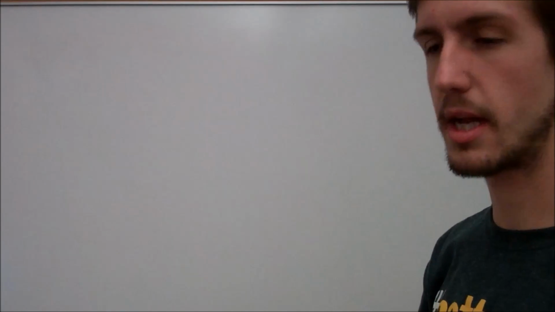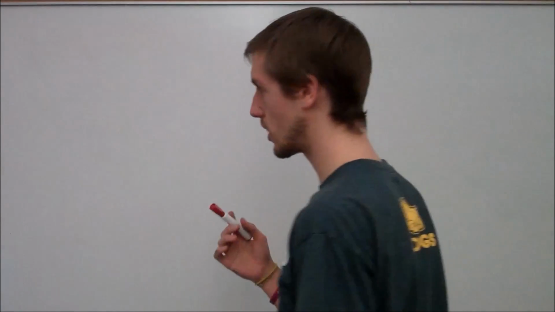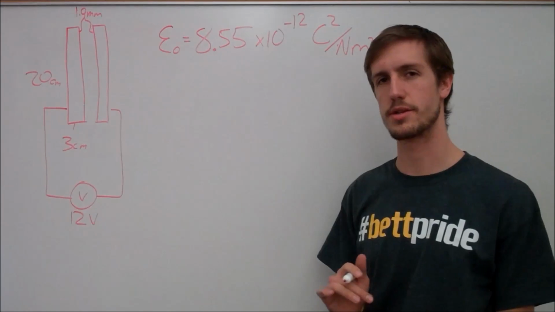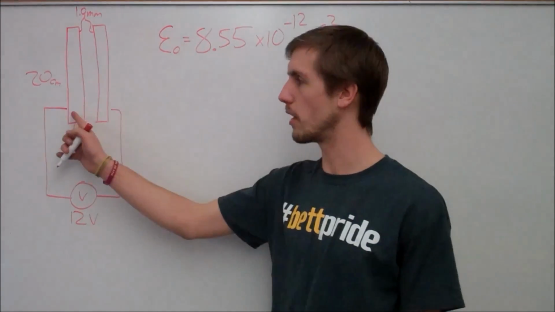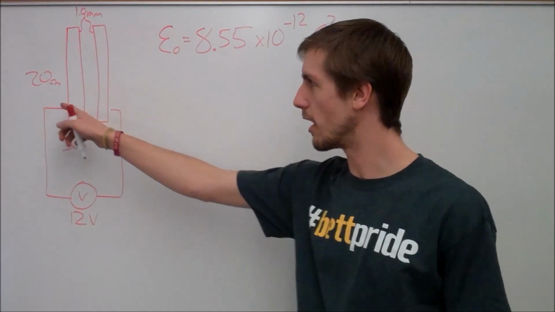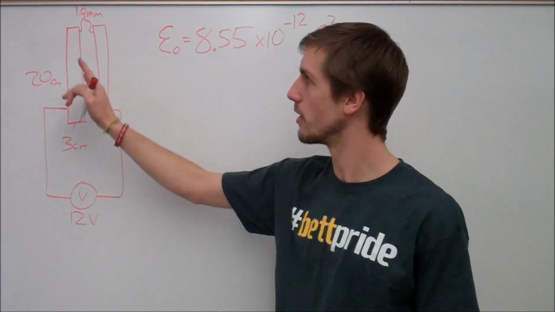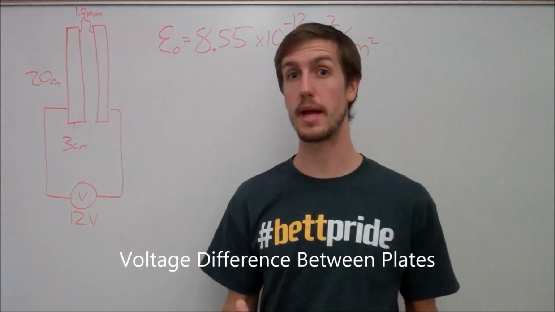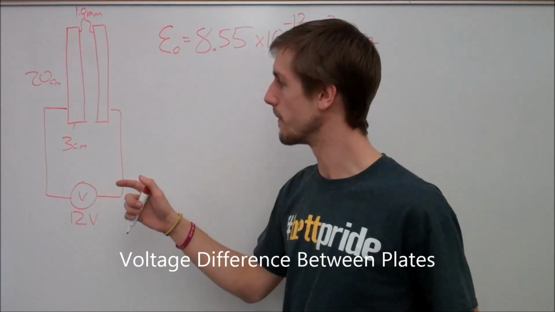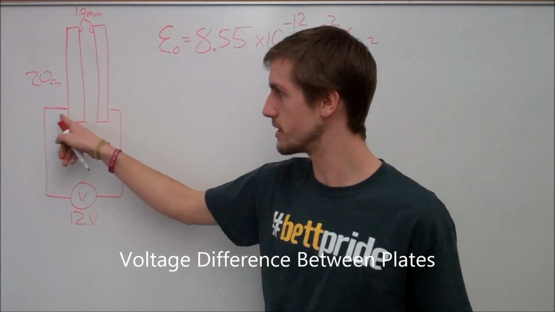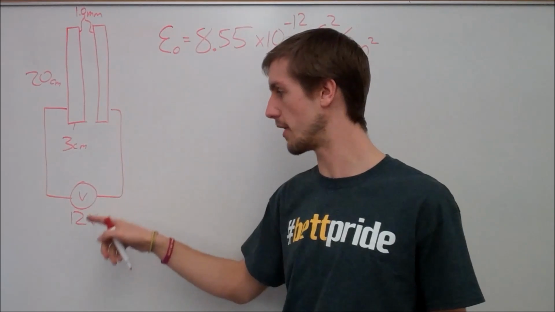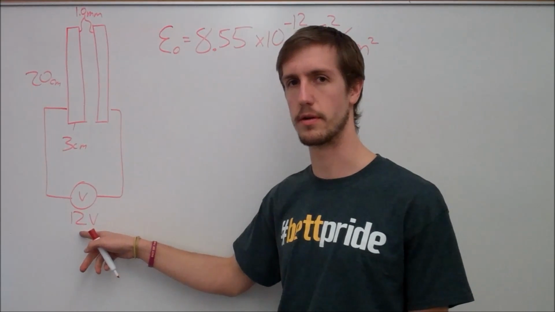So here's an example that doesn't quite use the value for this capacitor. Here it is. Okay, so here's our scenario. We have two parallel plates. They are 20 centimeters tall by 3 centimeters wide, and they're separated by 1 millimeter. Now, the difference in voltage between one plate and the other is 12 volts.